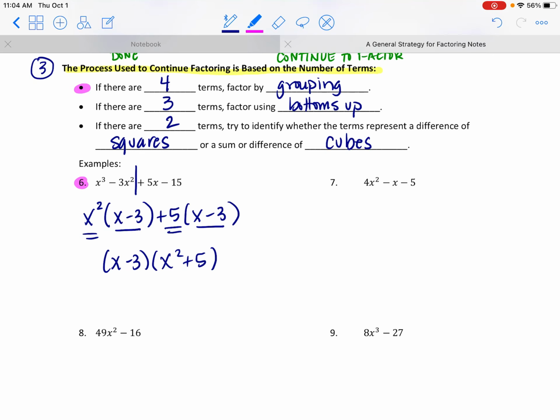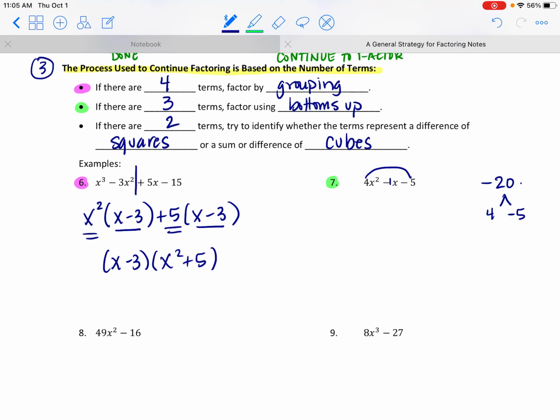Okay. Then we said if there are 3 terms, that's what we have going on in number 7, that we're going to factor using bottoms up. So for bottoms up, we multiply our first and last number. 4 times negative 5 gives us a negative 20. And we want to find factors that make the middle number, which is a negative 1. So we can use a positive 4 and a negative 5 to both multiply to negative 20 and add to the negative 1 that's in the middle.